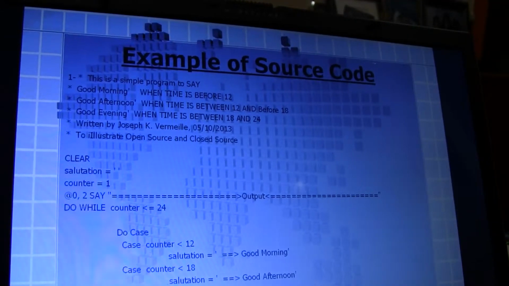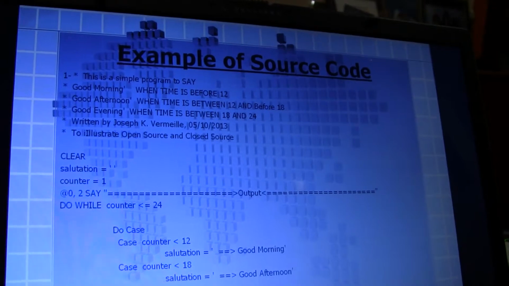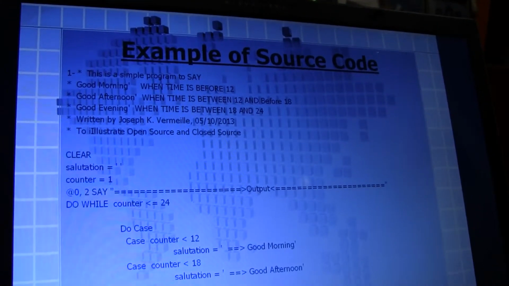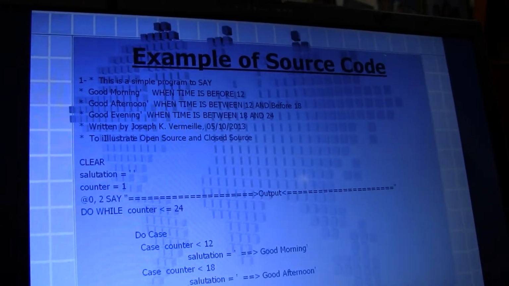What is open source? Open source is defined in opposition to closed source. Open source is when you have the source code of the program, and you can change it, modify it, and distribute it. This is an example of a program written in an English-like language so anyone can understand what's going on.